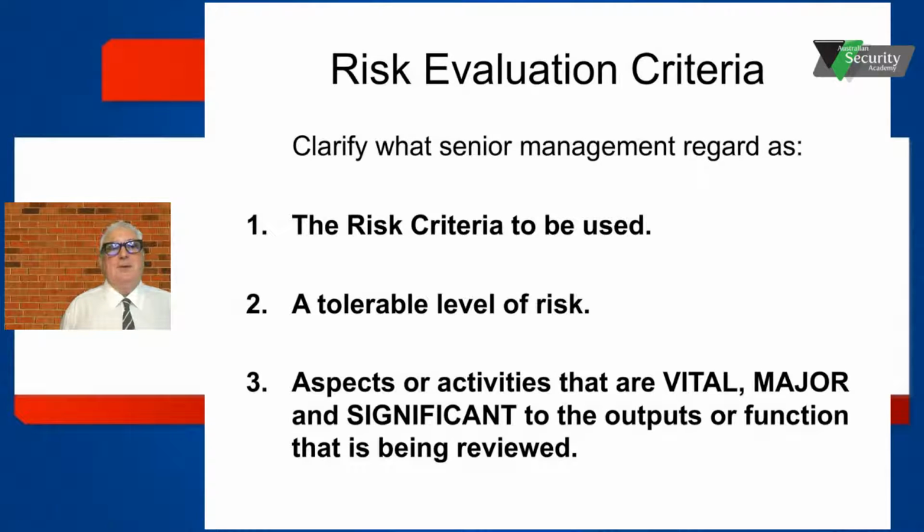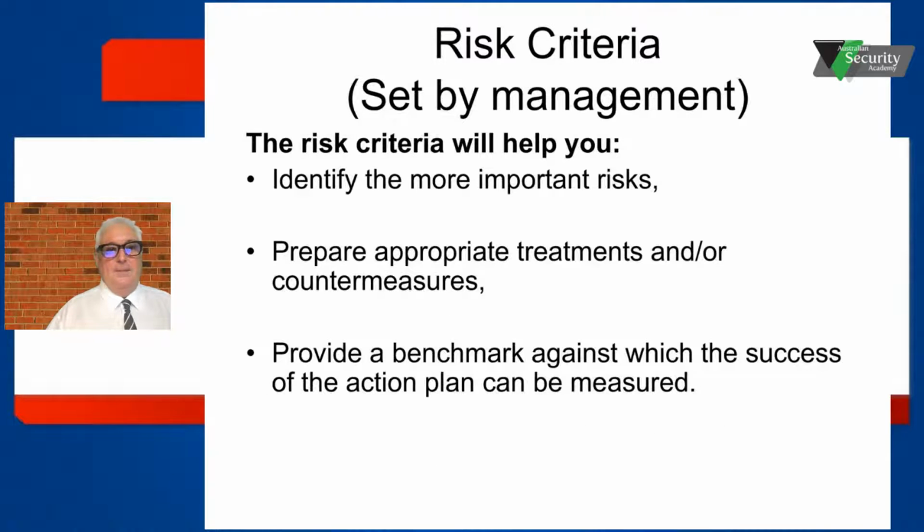For example, it could be a fully laden rush hour train that goes off the rails and there's multiple fatalities and multiple injuries. Now, they have a plan for that. There's no tolerable level of risk, but it's for multiple fatalities. And they know what activities, vital, major and significant to the outputs and functions when that is reviewed, are important. They document that, they watch it. They don't just let it sit and gather dust in a drawer.